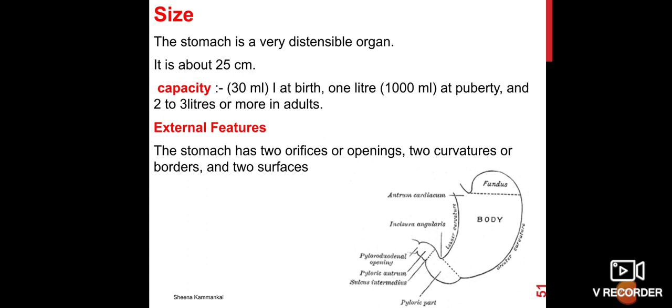While seeing the external features, the stomach consists of 2 orifices or 2 openings, 2 curvatures or 2 borders, then 2 surfaces.